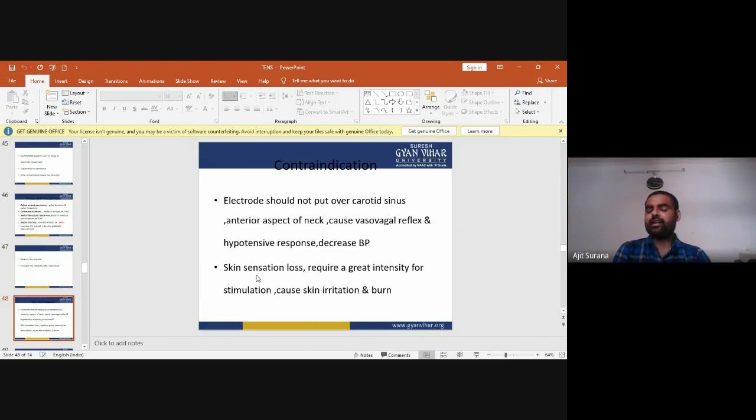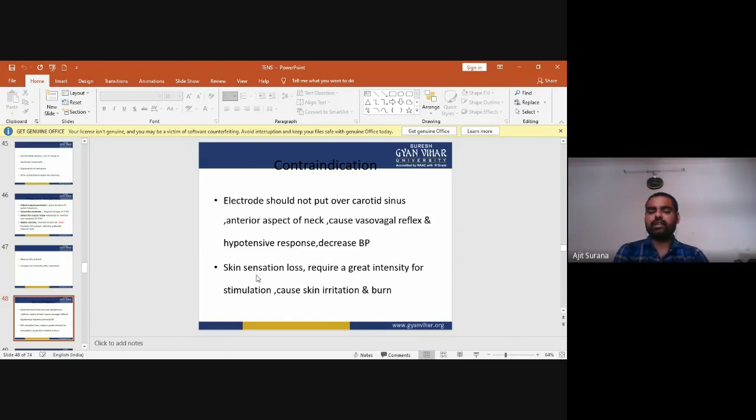TENS is also contraindicated in conditions like skin sensation loss. We cannot use TENS in skin sensation loss because it requires a greater intensity for stimulation, and it may cause skin irritation and burns.